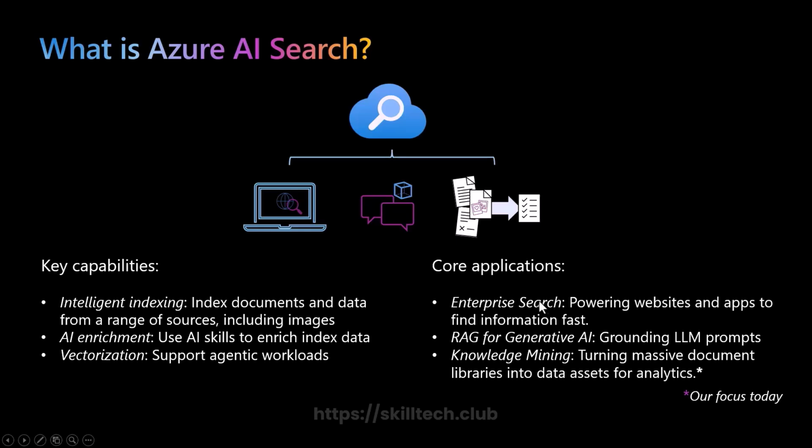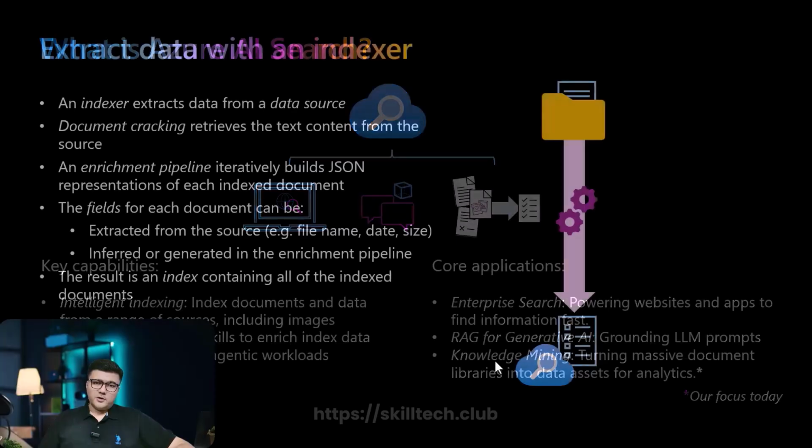As I told you earlier, we have already used this in Foundry IQ, where we were implementing it for RAG. But yes, it can be used for three purposes. You can use it for enterprise search, which is powering websites and apps to find information in a much faster way. RAG for generative AI, where grounding LLM prompts are associated with your vector index. And knowledge mining, which we are focusing on right now, which is turning your massive document libraries into data assets for analytics. These are the three different core applications where Azure AI Search is applicable. The second one is something which you have already seen. The third one is something which we're going to see in this module.